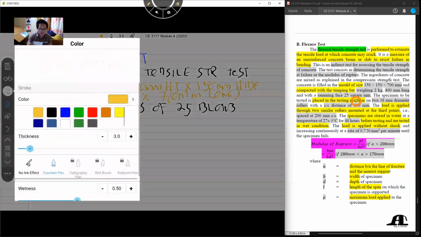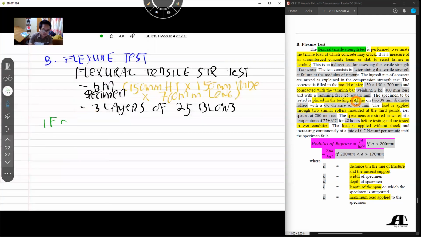Okay. So, ang formula natin, class, again, ilagay natin. So, if A is greater than 200 mm, ang formula natin, class, is equal to, so yung modulus of rupture, equal to, meron tayo ng PL over B d squared.